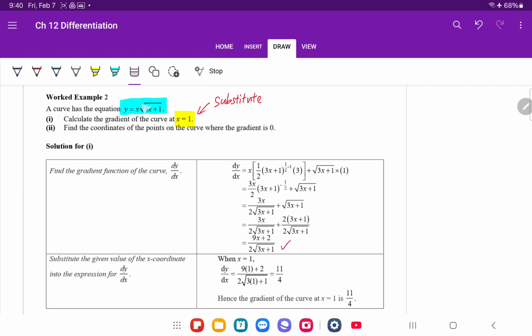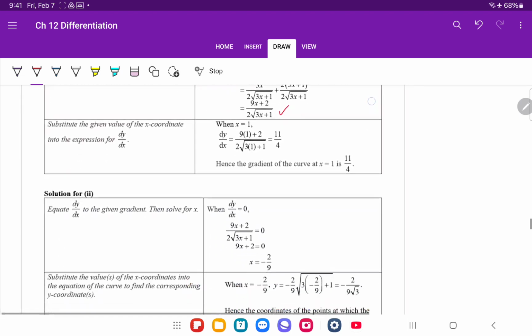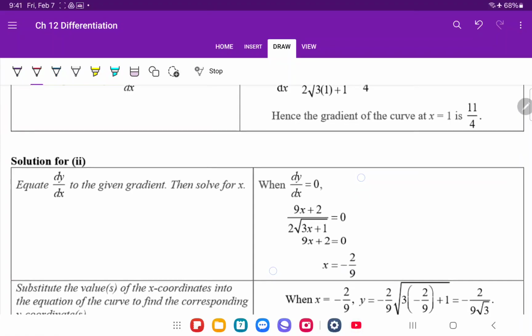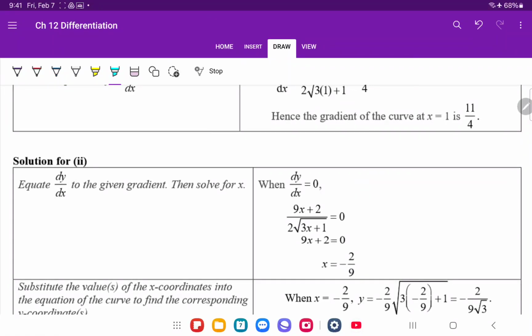Now for part 2, on the other hand, part 2 is a working backwards question. You have the same equation, but now instead of asking you to calculate gradient, they give you the gradient. The gradient is 0. You have to work backwards to find the coordinates. Now, how do I present the working? First, no change. You will still do dy dx. But the extra thing you must do is, because they said that the gradient is 0, you must let dy dx be 0 and you solve. So dy dx is 0, you go and solve, you will find x is -2/9.